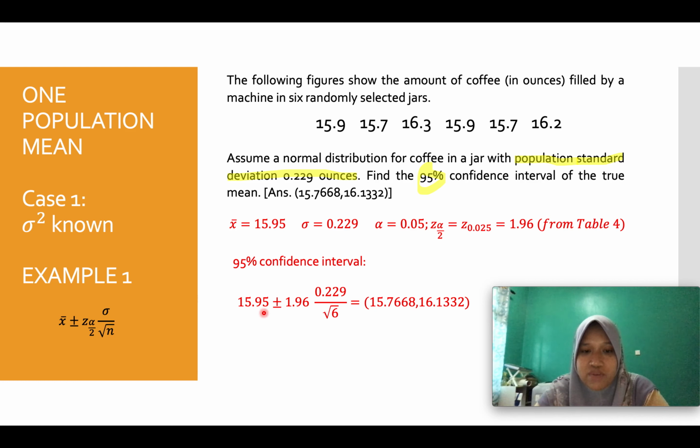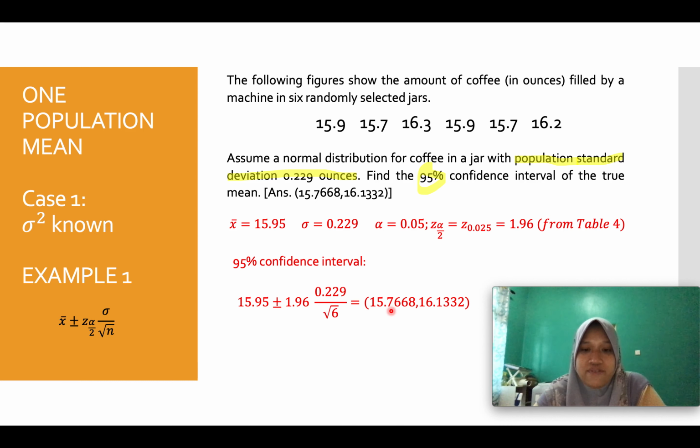So X bar 15.95 plus minus 1.96 times sigma 0.229 over square root 6. Okay, so make sure you solve for minus sign first and then baru plus sign. Okay, sebab kalau awak buat tambah dahulu, nanti akan dapat upper limit dia lagi besar daripada lower limit. So you should solve for minus sign dahulu.